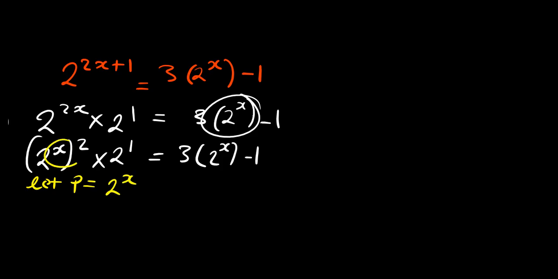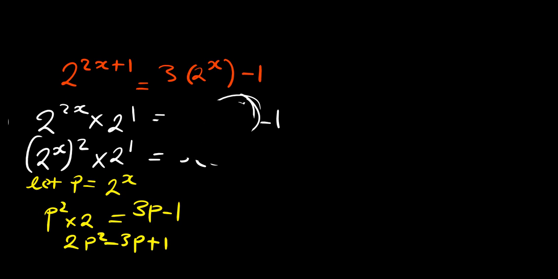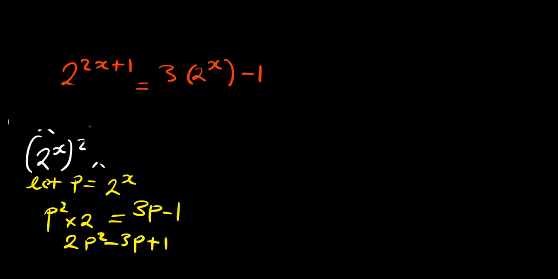Now if I replace wherever there's 2 to the power x with p, I'm going to have p squared multiplied by 2 equals 3p minus 1. So this side I'm going to have 2p squared. When I take everything on my right hand side to the left hand side, I'm going to have negative 3p plus 1. So that is an expression that I have, and that is a quadratic. So how do I solve this quadratic? We're going to solve it like any other quadratic expression.